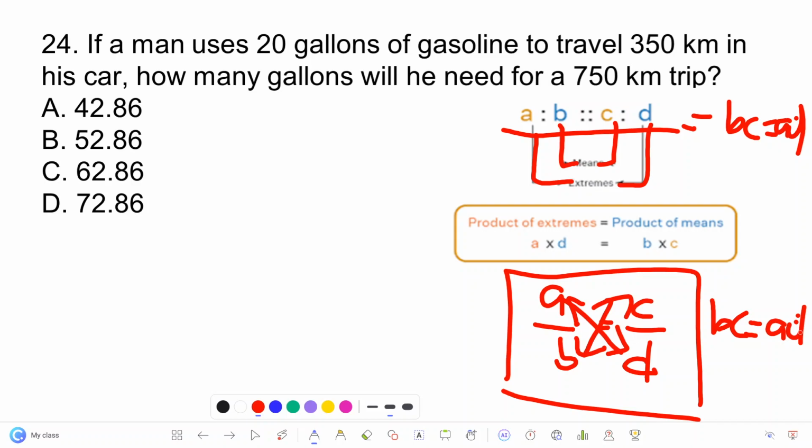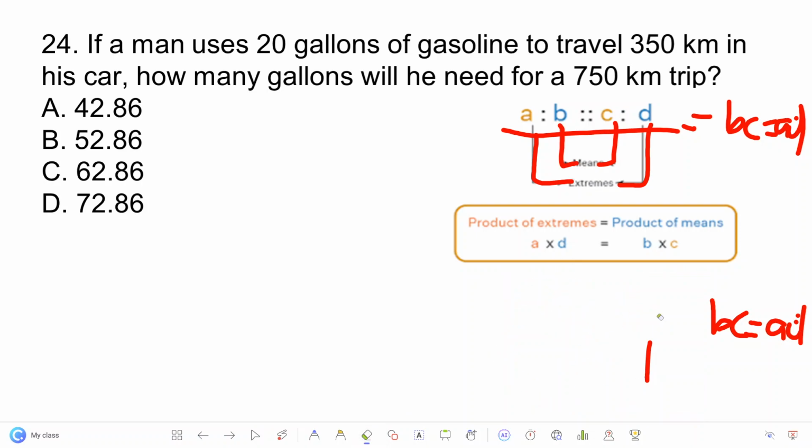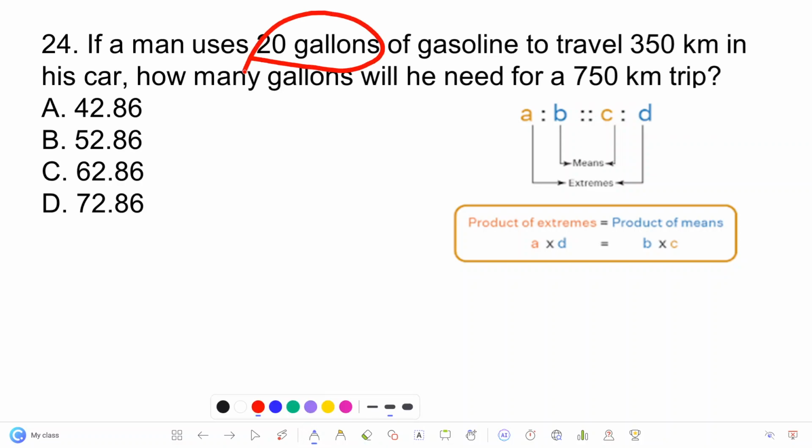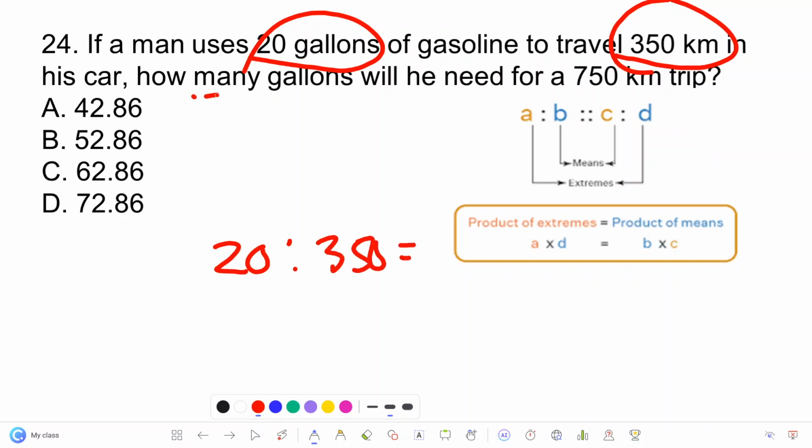So, dito, another important thing that you need to master in ratio and proportion problem is isulat mo sa parehong order yung first part of the equation at on the right side, isulat mo rin same way. Okay. Ang aim mo dito, so dito, may 20 gallons ka daw na makaka-travel ng 350 kilometer. So you can write it as 20 is to 350 is equal to how many gallons will he need for 750? Wala dito yung number of gallons, so you will represent it by X is equal to 750.